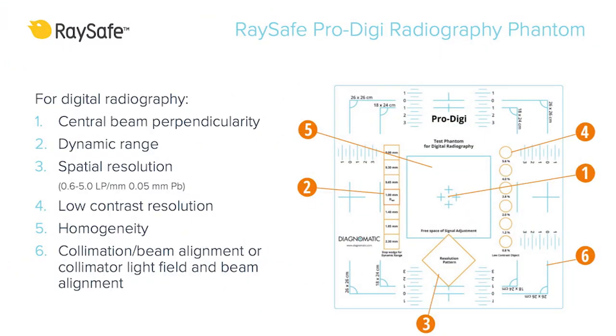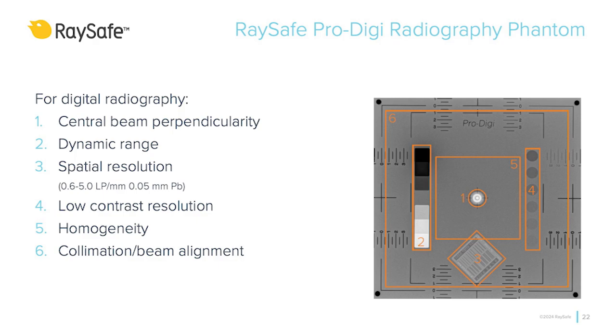Perfect. This slide here shows the different tests we can perform. They are central beam perpendicularity, dynamic range, spatial resolution, low contrast resolution, homogeneity, and collimation and beam alignment. This is again the test that we do with the Pro Digi, but we show the X-ray image of the phantom. Now let's take a look at the different tests.